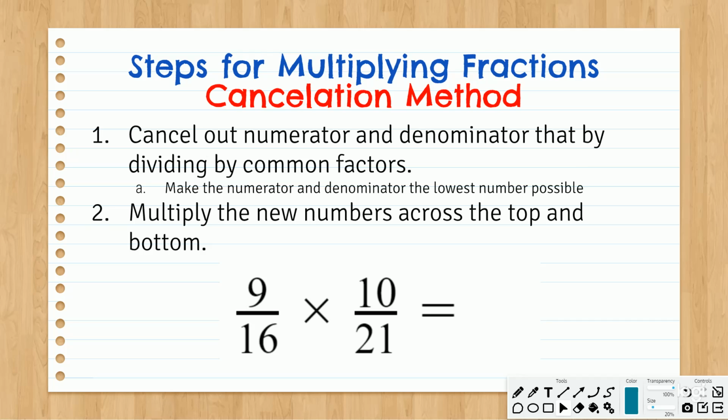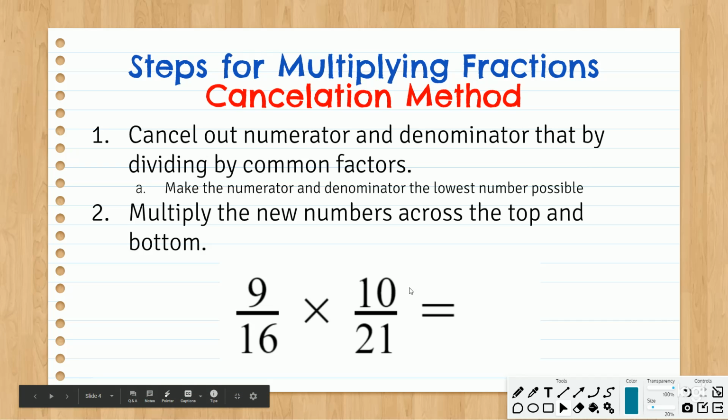So step one for the cancellation method is we need to cancel out a numerator and a denominator by dividing by common factors. So we need to find a numerator and denominator that have common factors that we can divide by. And we're going to make the numerator and the denominator the lowest possible number. After we get that in the lowest possible numbers, we're going to then multiply across the numbers on the top and the bottom to get our new answer. And the nice thing is then at the end, we don't have to reduce at all.